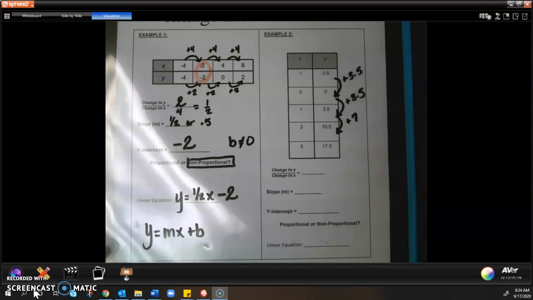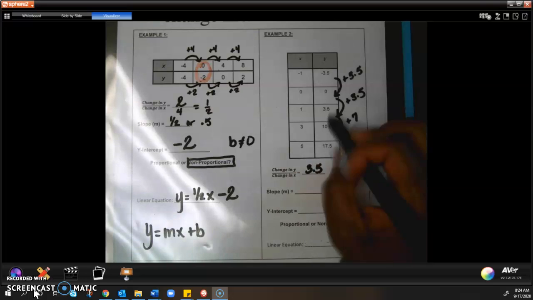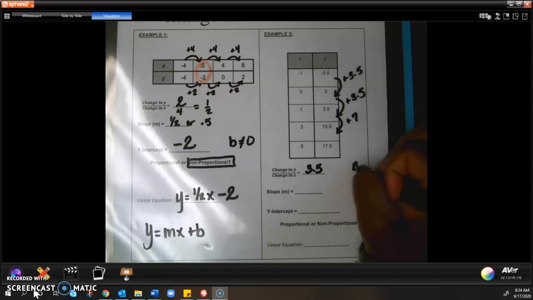So it looks like my change in y over change in x is different. So what I'm going to do, I'm going to put 3.5 here. And then I'm going to do another change in y over change in x to make sure it's a proportional relationship. So I have 7 here.